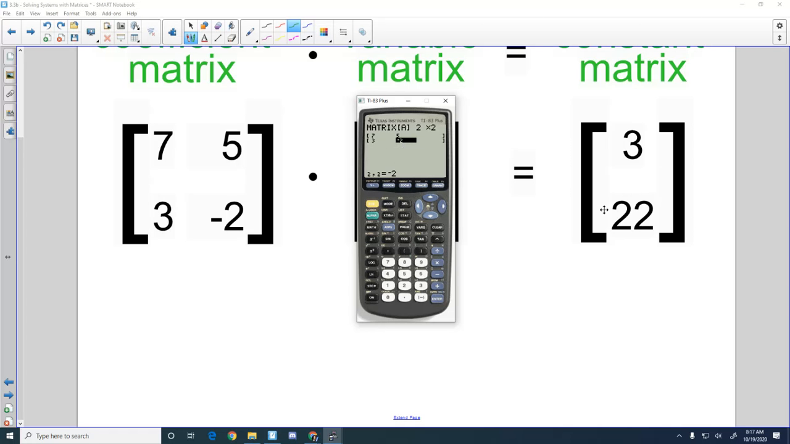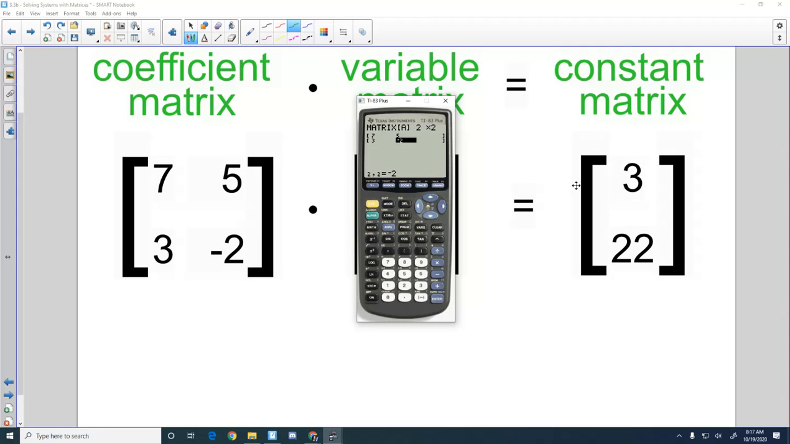Now we are going to need this constant matrix as well. So we're going to go back to the matrix menu. So press second matrix again. Go over to edit. And you should notice that next to A, there already is 2 by 2 because that's the matrix we just typed in. We don't want to overwrite that. So just go down to matrix B. Press enter. And we want to enter the dimensions of the constant matrix. It's a 2 by 1 matrix. So press 2, enter, 1, enter. We're going to enter these values, 3 and 22. So 3, enter, 22.